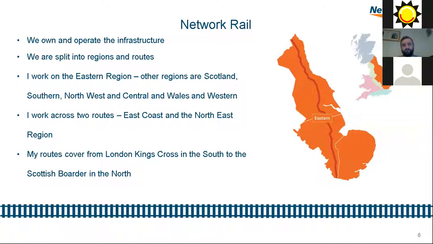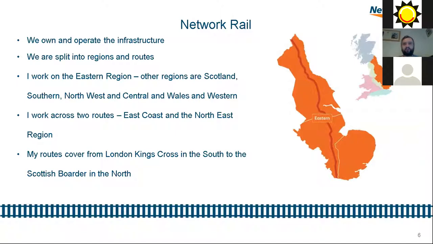So we are Network Rail. We own and operate the infrastructure. We own all the railway lines, basically, and anything required to make a train run. The only thing we don't own are the trains themselves. The trains themselves are owned by someone called the TOC, which is a train operating company. They're the ones that you'd catch. That's the type of trains you catch.